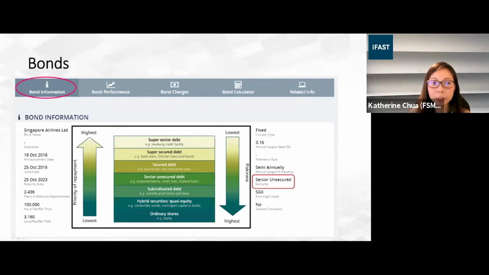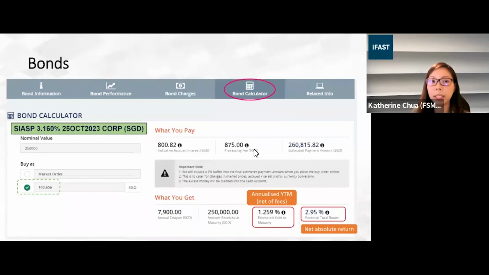But I think for certain bonds, for example those issued by Wing Tai and Singapore Post, even though they are all perpetuals, they are ranked pari passu to those fixed dated bonds, so they are not subordinated. So another tool that I also use often is this bond calculator.